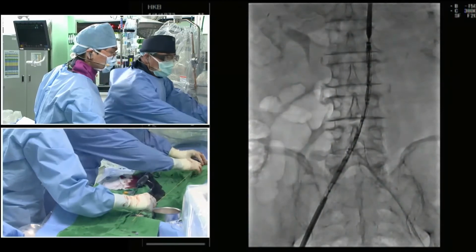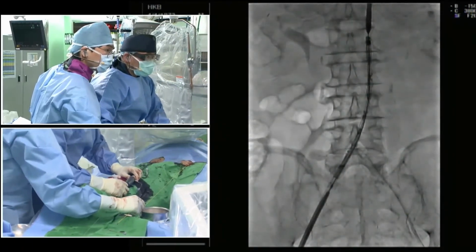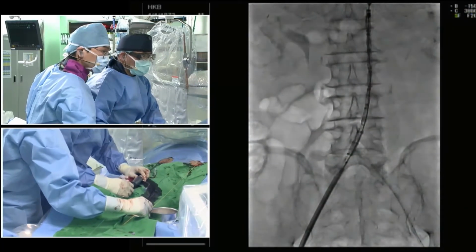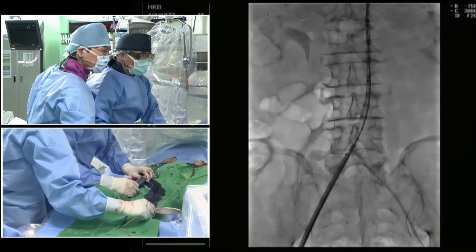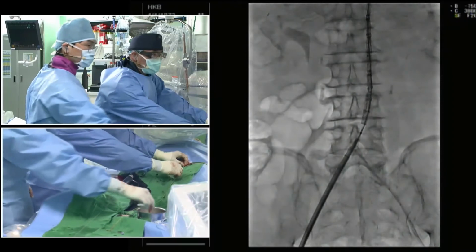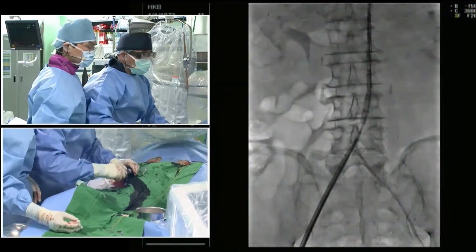Okay. So while I'm pushing up the bifurcated stent graft into the aorta, my cooperator is pulling out the wire attached to the contralateral limb. So I will rotate the whole device.